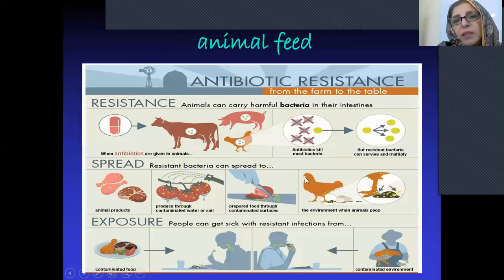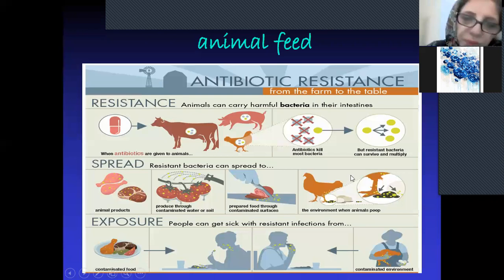How does the addition of antibiotics to animal feed lead to antibiotic resistance? Antibiotics are given to various animals to prevent their illnesses. Antibiotics which are present, they are going to kill the bacteria.